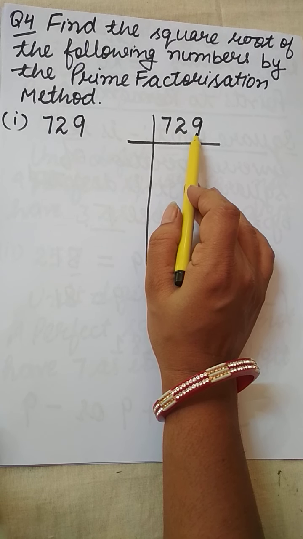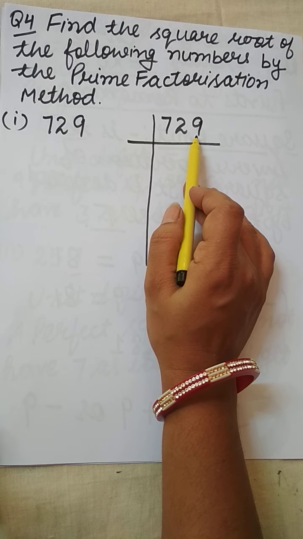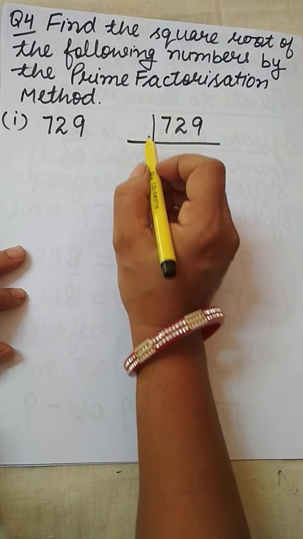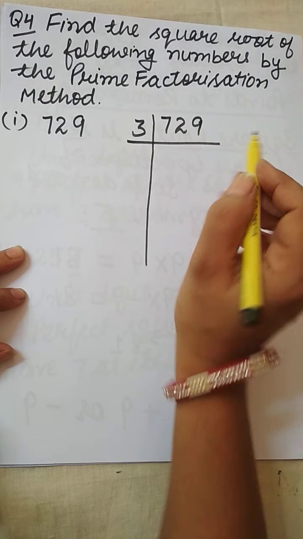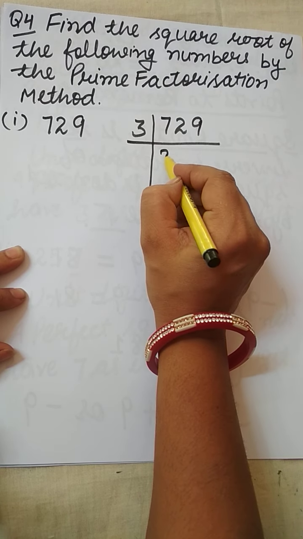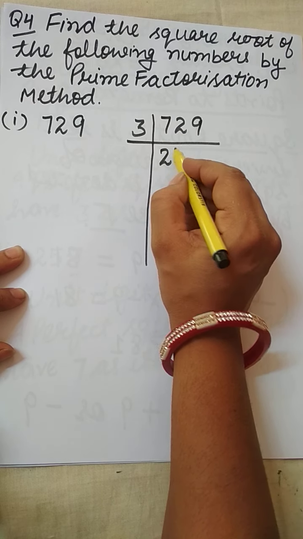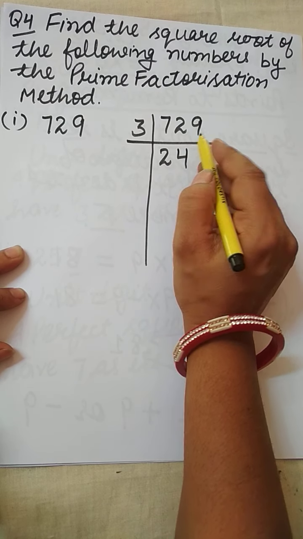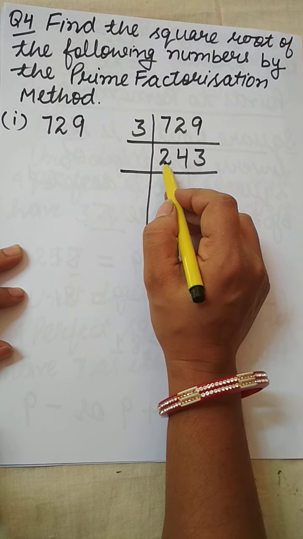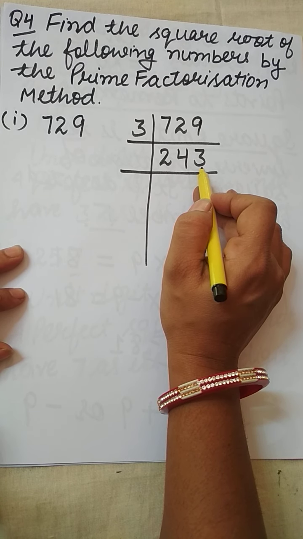9 plus 9 is 18. 18 is divisible by 3, so 729 is also divisible by 3. 729 divided by 3: 3 7's are 21... 3 2's are 6, 3 4's are 12, 3 3's are 9. 243. Now 243 is again divisible by 3.